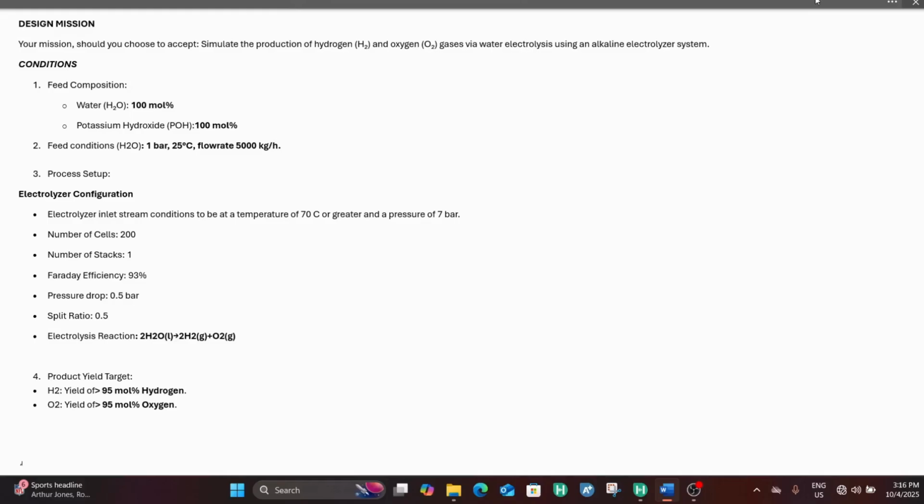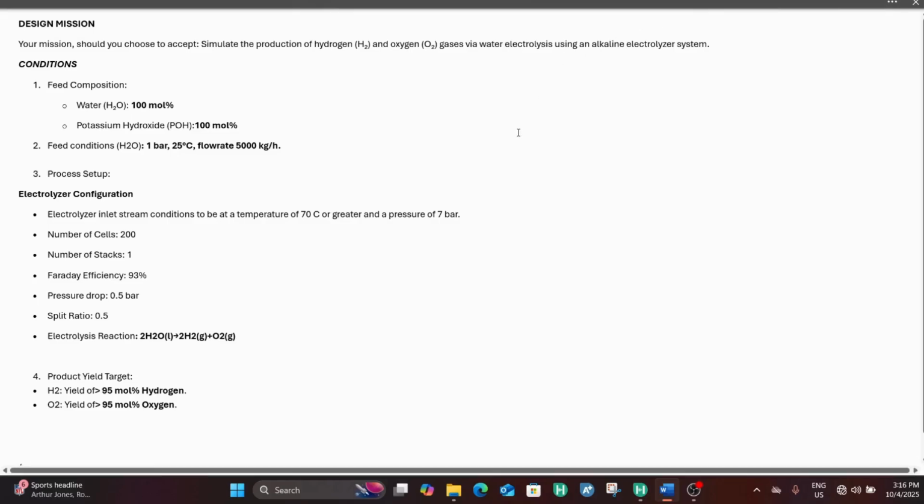And for product yield targets, we're having hydrogen gas. We're expected to have a yield of greater than 95% hydrogen in mole fraction. And for the oxygen, also a yield of greater than 95% oxygen.